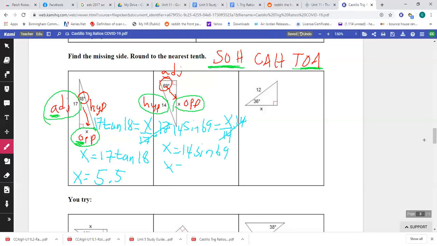Once again, please use your calculators and make sure you get the correct answer. Same thing again. Androids, 14 times sine 69 equals. iPhones, 14 times 69 sine equals. And you should get an answer of about 13.1 if you round it, I think.